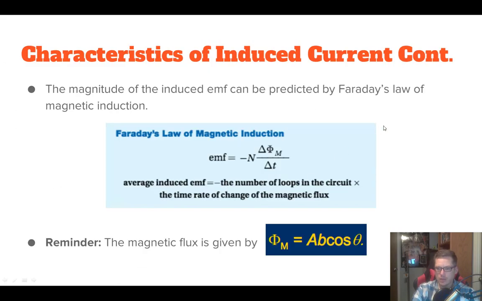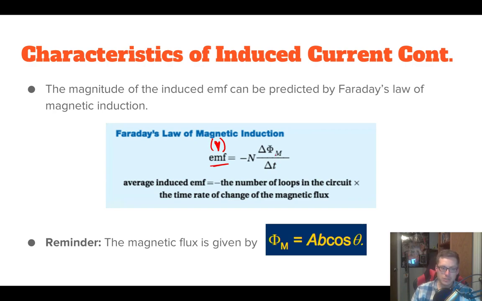All right. So last little bit here, we got to talk about Faraday's law of magnetic induction. This allows us to calculate the electromotive force. Remember, electromotive force is our voltage, so we can calculate the voltage caused by our magnetic induction. This is going to be equal to the negative times the number of loops in the circuit. It could be 25, it could be 2, it could be 1, it could be 1,000, it doesn't really matter. Times the change in the magnetic flux divided by the change in time.